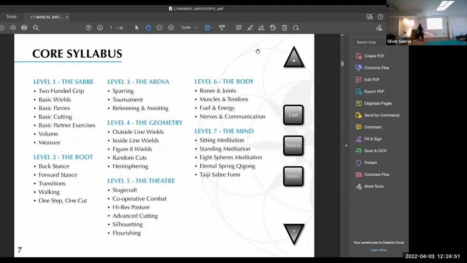Level 1, the saber. Level 2 is all about the posture. We should traditionally teach the posture first. We would teach walking before we even give someone a saber. But this traditional method will not work in 2022 with people who can order pizza with a touch on their phone. It's not going to happen.